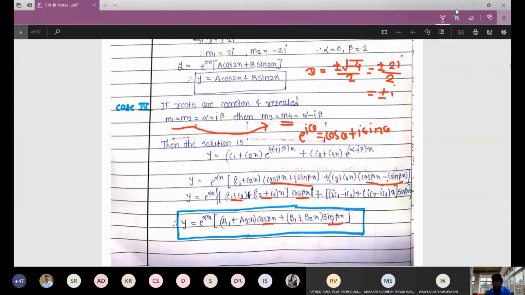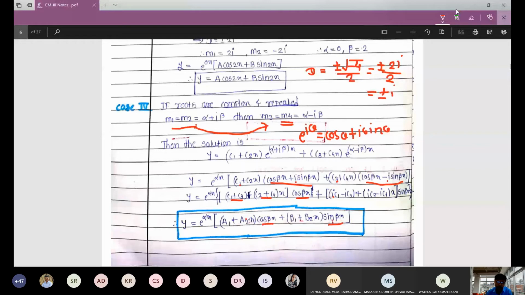Like that, in case number 3, for simplified notation we have to use a very simple notation. Instead of c1 plus c3 I can replace this by another notation, say a1, and c2 plus c4 by another arbitrary constant, say a2. So cos beta x as it is, x as it is. Next we have i c1 minus i c3, I am using the notation b1, and for i c2 minus i c4 I am using another constant, b2 times x, and sin beta x as it is.